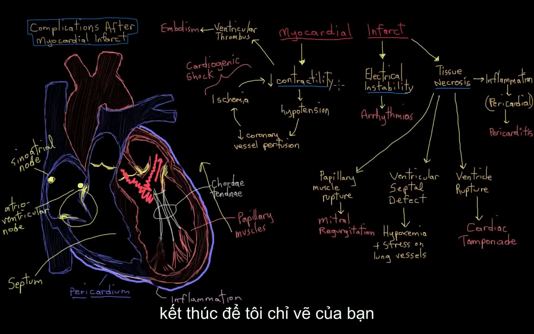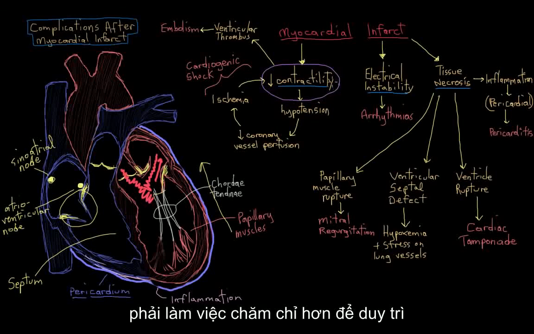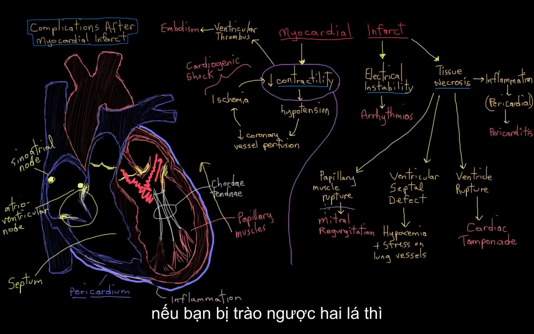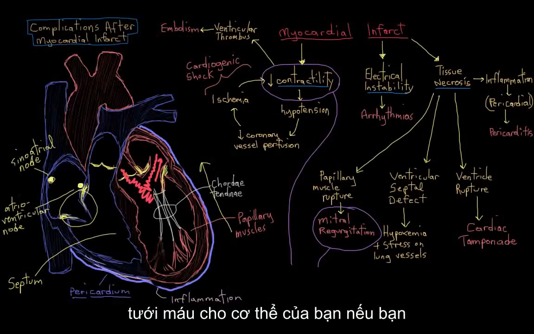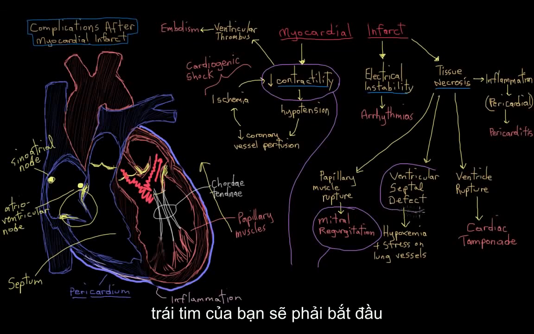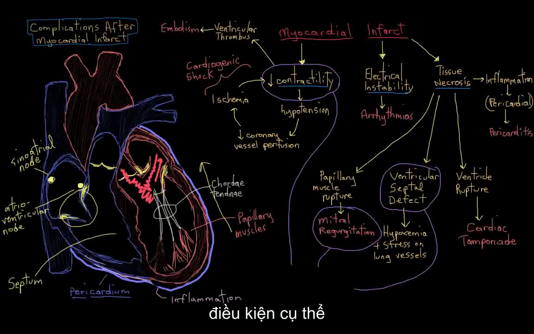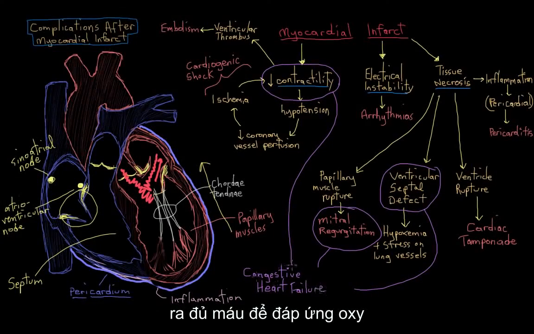So just before we finish up, let me draw your attention to this. If your heart has decreased contractility, then it's going to have to work harder to maintain proper perfusion of your body with blood. If you have a mitral regurgitation, then again your heart's going to have to work a lot harder to maintain proper perfusion of your body with blood. If you have a ventricular septal defect, again, your heart is going to have to start working a lot harder. So these three conditions in particular, if you develop any of these after a heart attack or not, you run the risk of developing congestive heart failure, which is when your heart just can't pump out enough blood to meet the oxygen needs of your body.